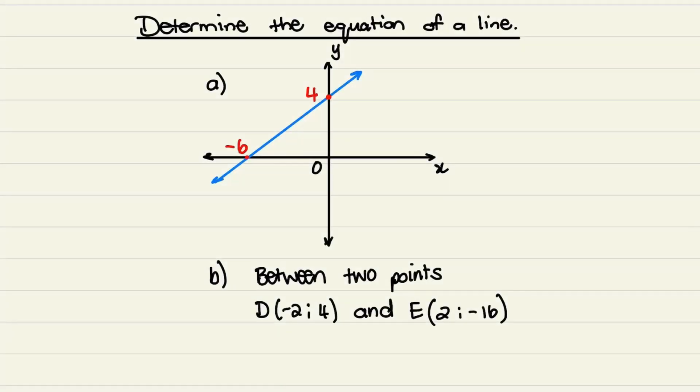We are going to discuss two examples on how to find the equation of a line. In our first example, we have a graph given on the Cartesian plane, and in our second example, we'll determine the equation of a line between 2 points.